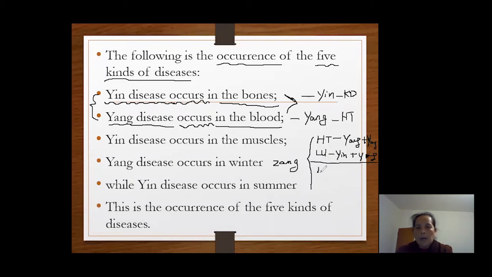So the liver, its functions, shu and xie, are still more moving. So that's yang within yin organ. And the kidney is the yin within yin organ.